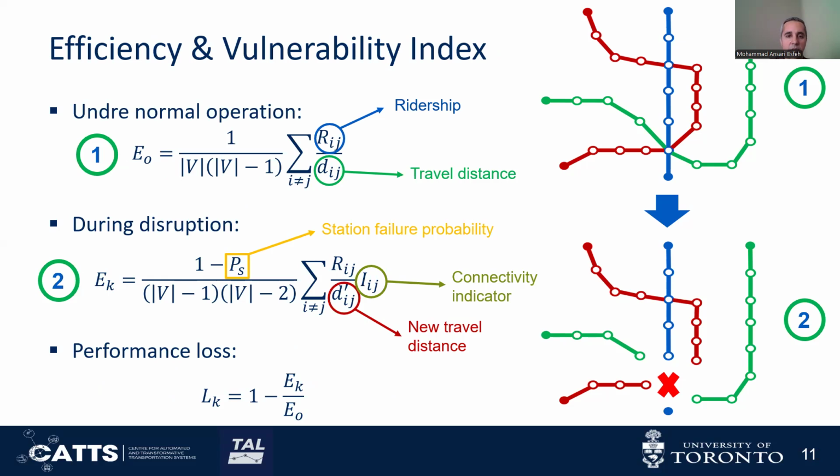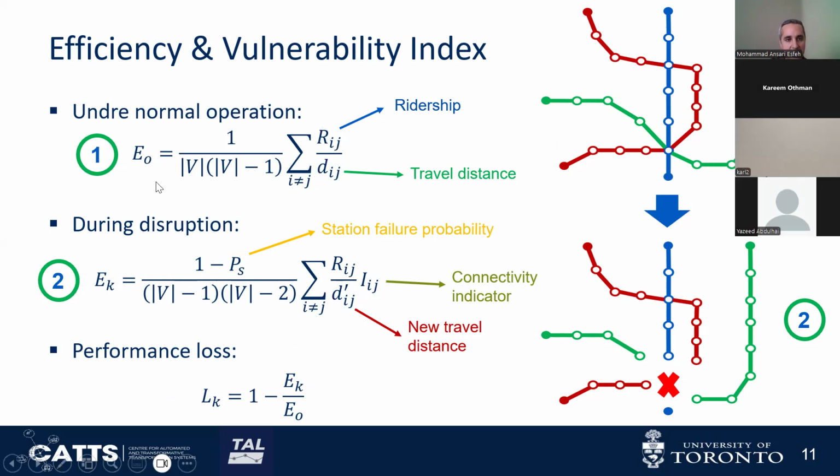So this is the vulnerability analysis, and the core of our vulnerability index is global efficiency. That's a concept borrowed from graph theory and network theory. Under normal operation, when nothing is wrong, this is state 1 of the network, and the efficiency of the network is calculated using this equation, which sums the inverse of the shortest travel distance between every OD pair in a network, weighted by the ridership between OD pairs.